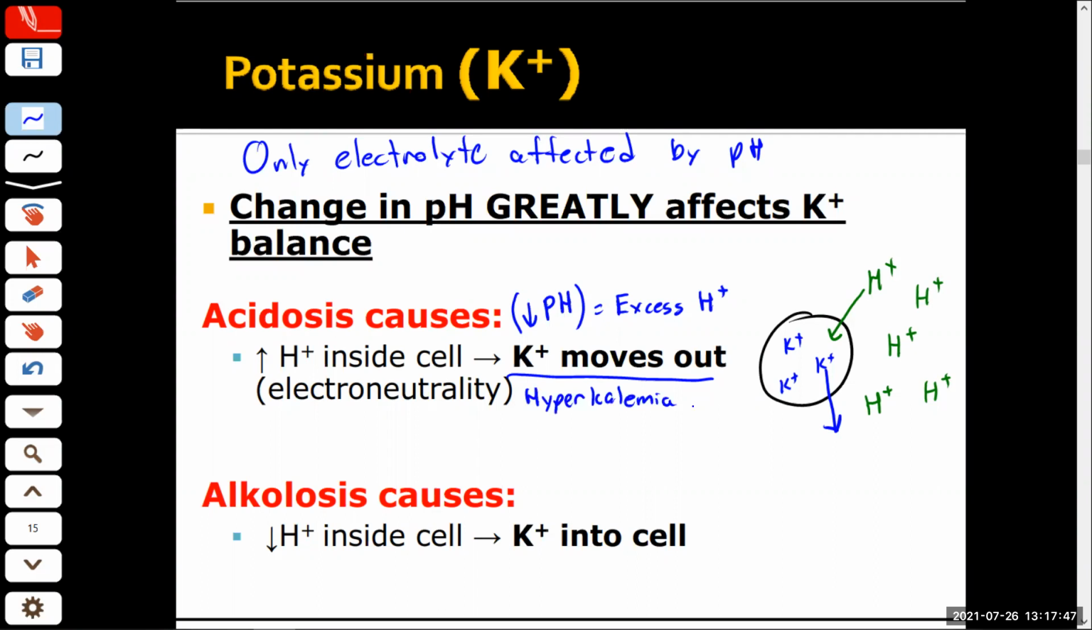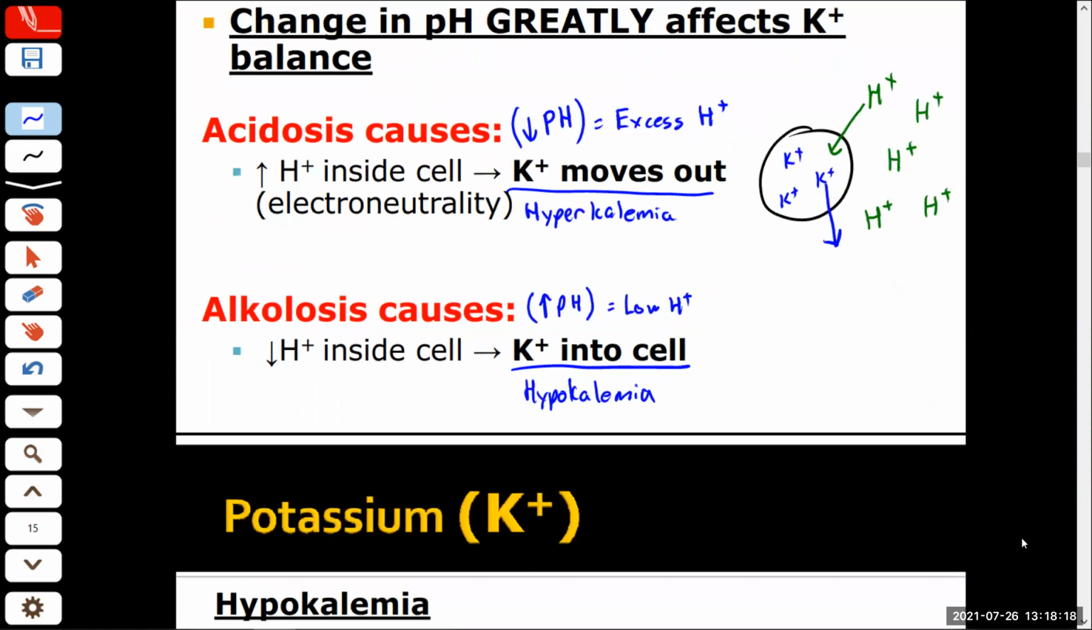Now with alkalosis, it's not as easy to draw. So we'll just say it's the opposite. We have a high pH. We have low proton count, and potassium will move into the cell. Therefore, what electrolyte imbalance would somebody have if they have a very high pH? Hypo, yeah. Okay, does that kind of make sense, hopefully, with the hydrogens?